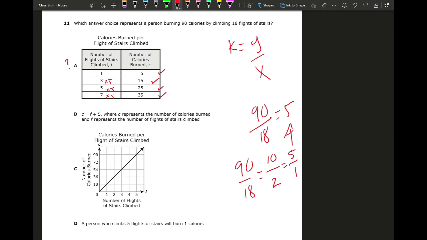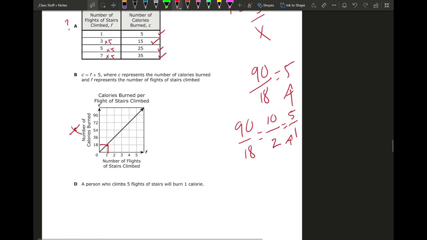Now let's look at the other one. If I climb one flight of stairs, I burn 18 calories. Is that true? Is that what we're doing? No. We said that every flight of stairs is 5 calories. We found that.